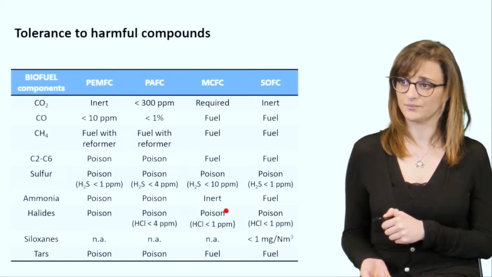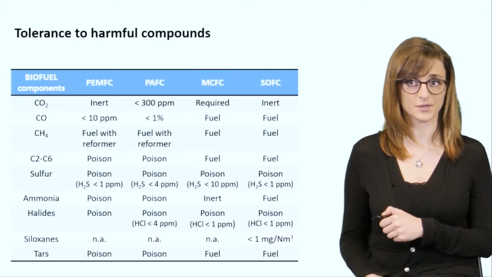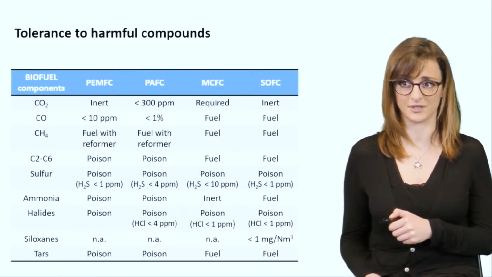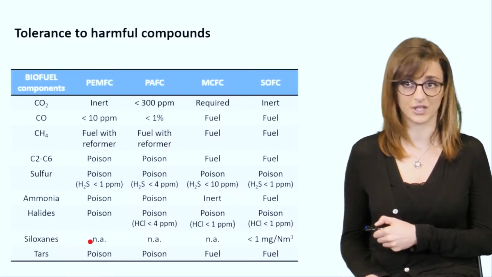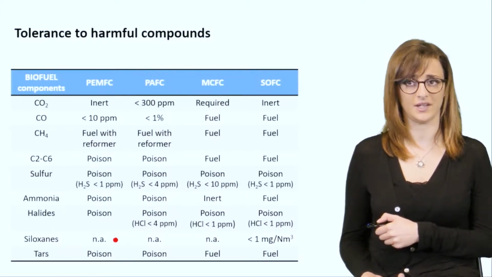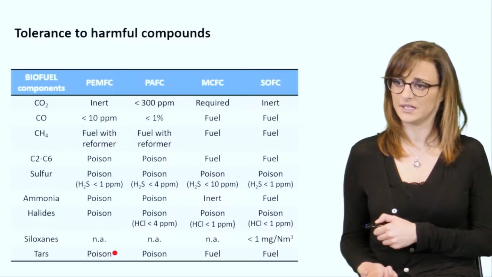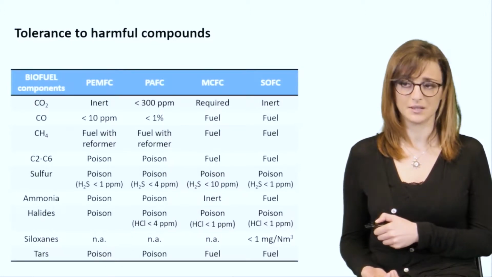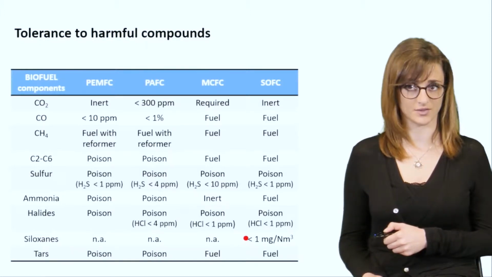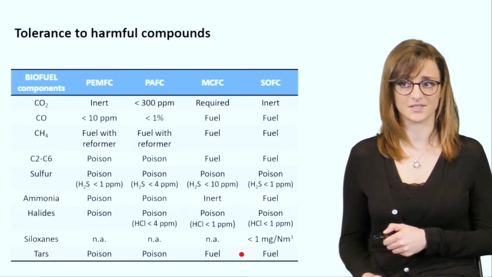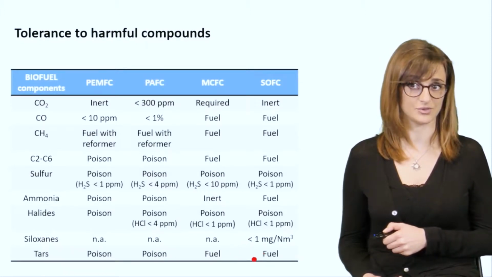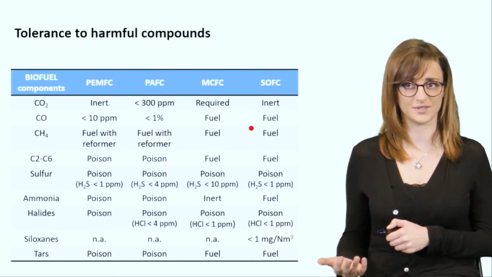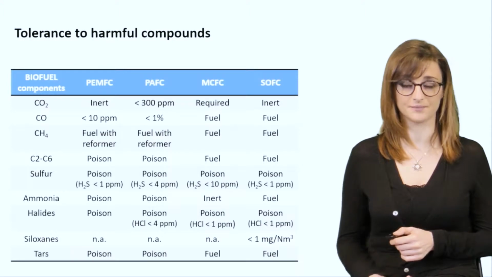And also some trace compounds are not dangerous for a high temperature fuel cell. Let's see, for example, tars. That is a particular category of hydrocarbon. It is a poison for polymer electrolyte membrane, but within low concentration, it is tolerated by high temperature fuel cells. So the removal of this component is less strict.